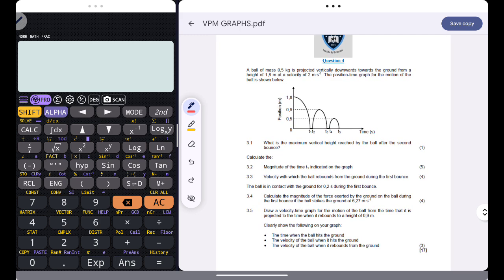Okay. A ball of mass 0.5 kilograms is projected vertically downwards towards the ground from a height of 1.8 meters. It was projected at a velocity of 2 meters per second, and then we are told that the position time graph for the motion of the ball is shown below.